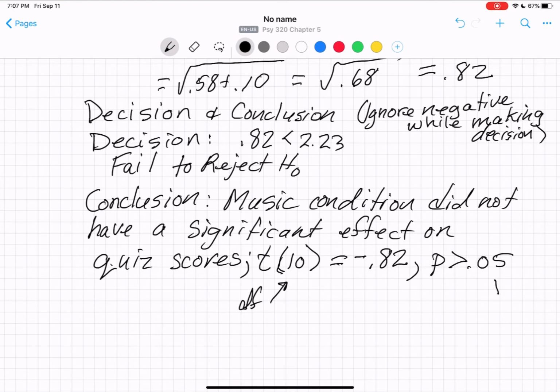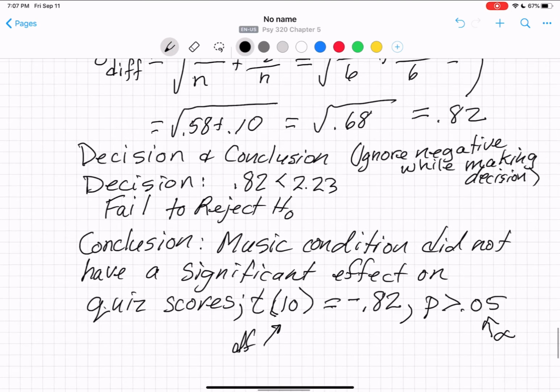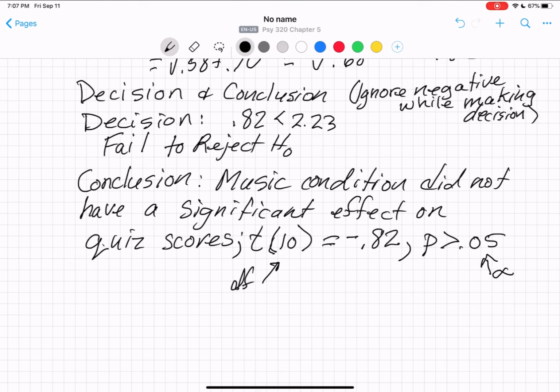Okay, so this is still the alpha. And the rationale is the same idea here, right? So if we had rejected the null hypothesis, the probability that we would be wrong is greater than 0.05. That's why we failed to reject the null hypothesis. Okay. All right. Okay, so that's the conclusion.